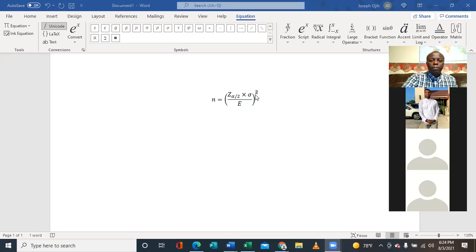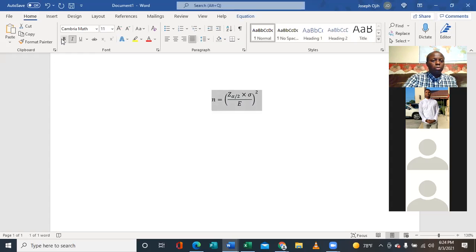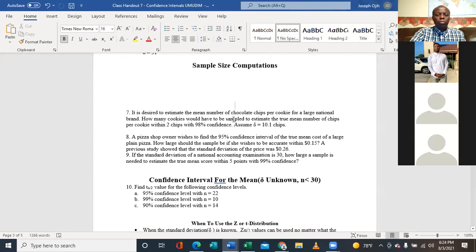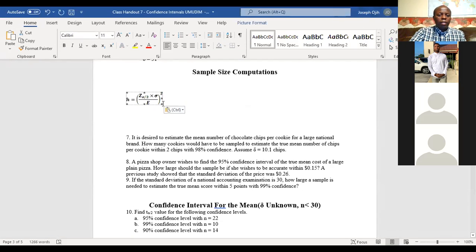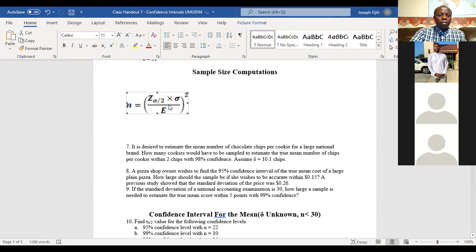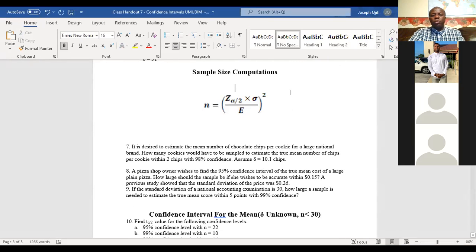So this is the formula we'll be using. I'm going to copy this, make it bold, and take it to our main workbook. So z alpha over 2 times standard deviation divided by the error, squared. That's the formula right there. This is the formula we use to calculate the minimum sample size. And this small n represents the sample size that we're looking for. This will represent the critical value.